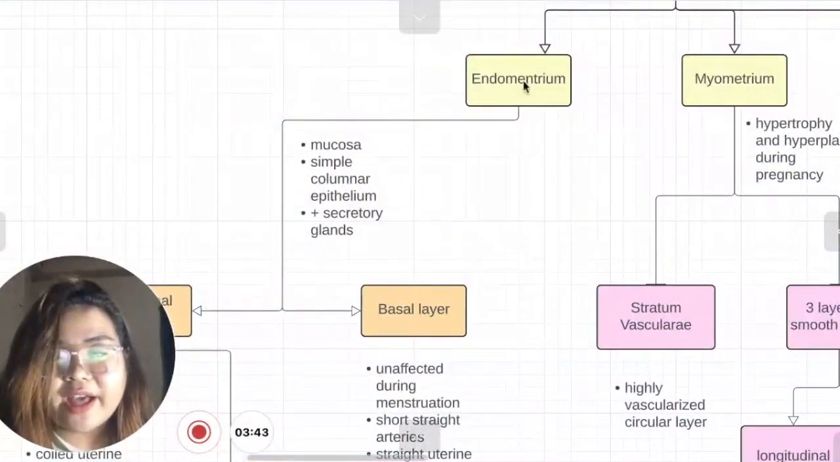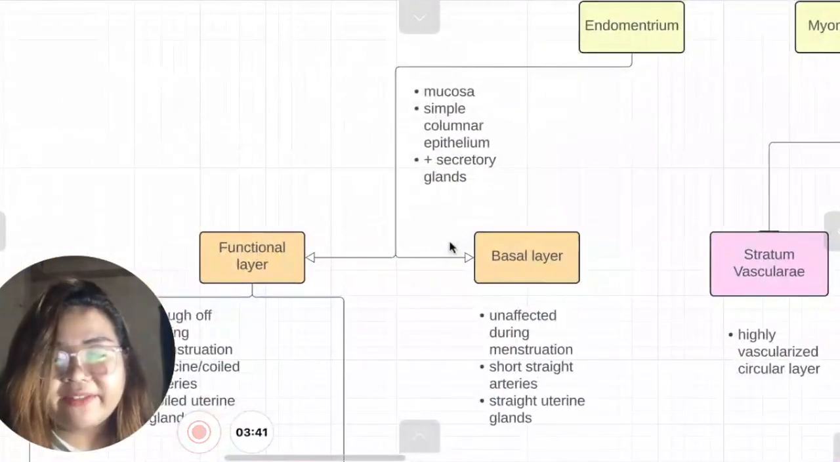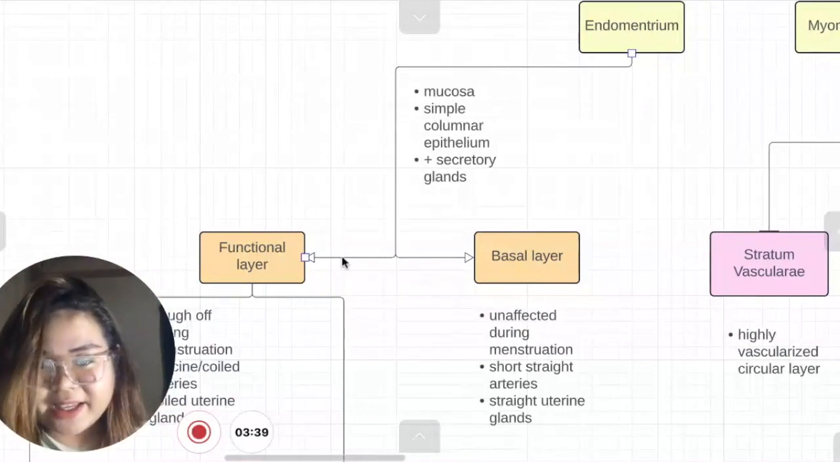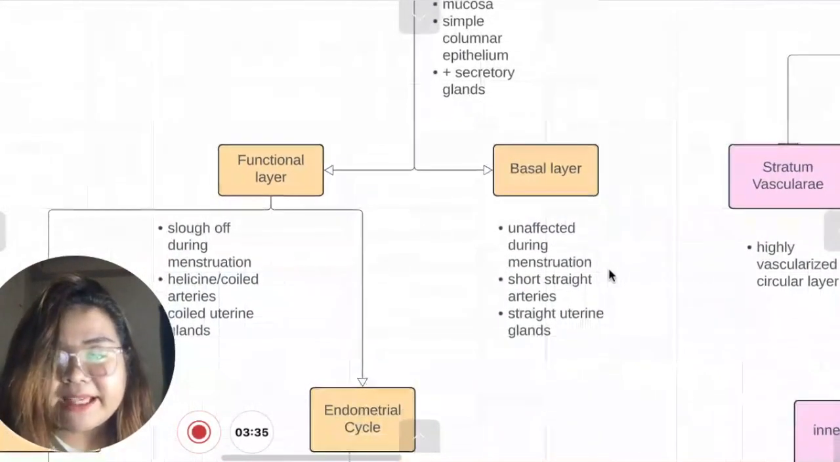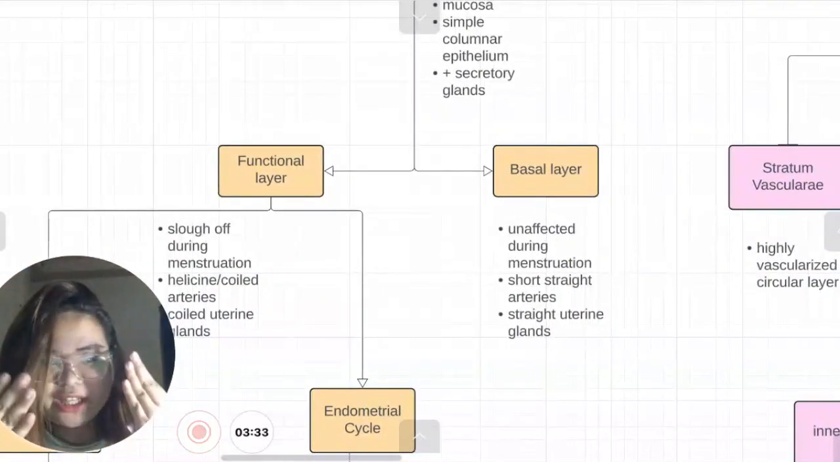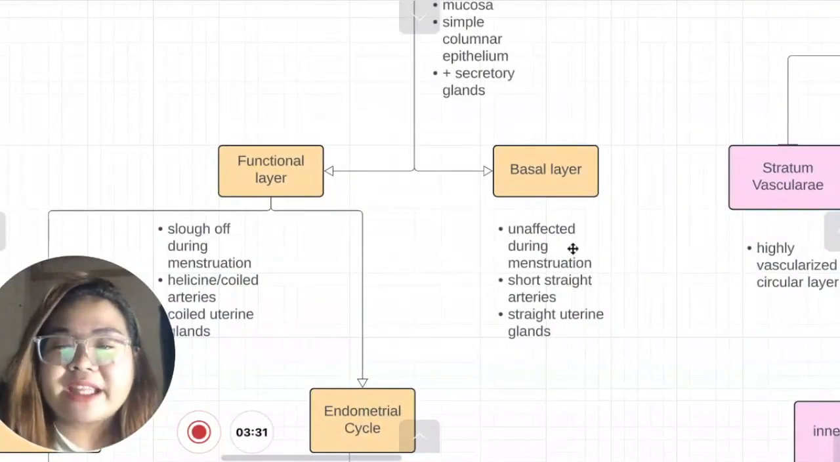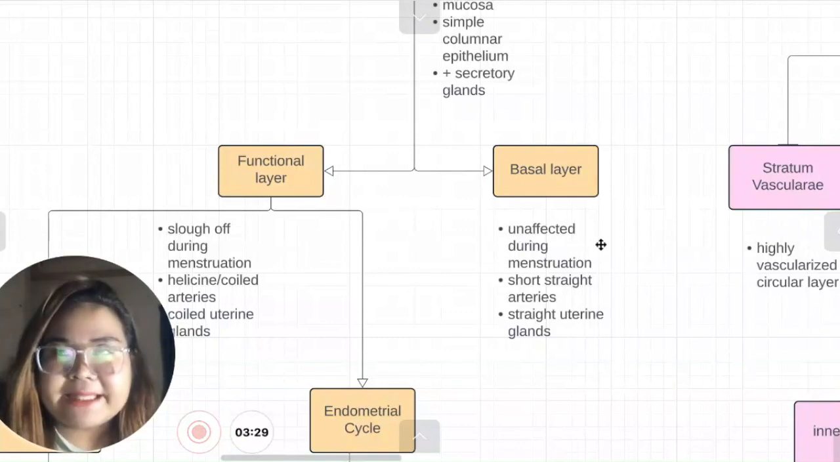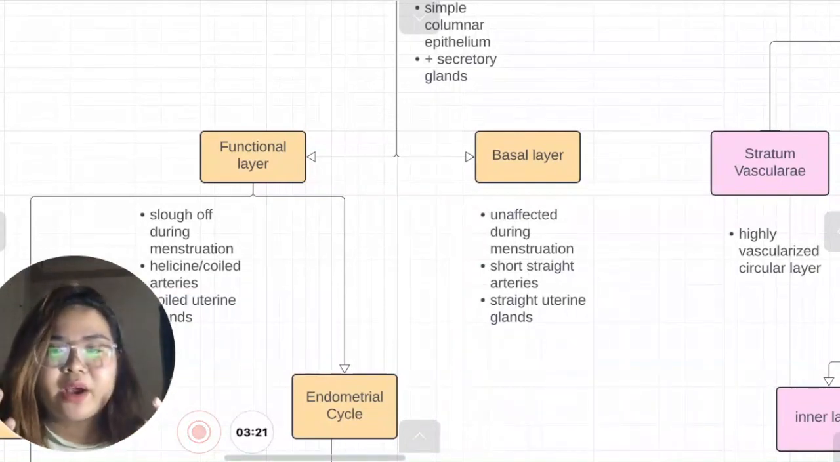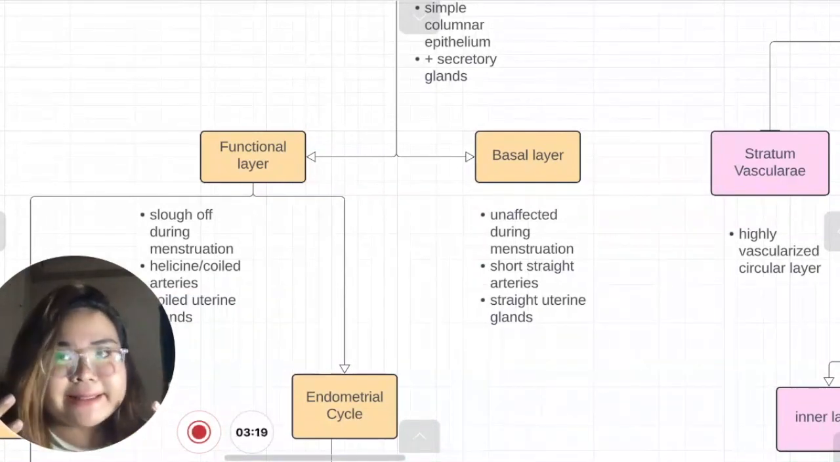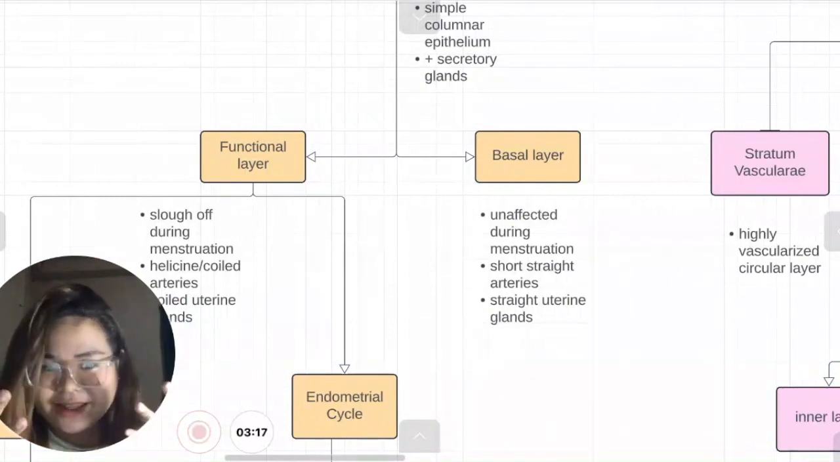Now, for the endometrium, we can divide it into two layers. We have the functional layer and the basal layer. Now, for the basal layer, let's differentiate the two. It's unaffected during menstruation. Basal layer, unaffected during menstruation, has short, straight arteries and straight uterine glands. So we can think of it like, oh, she's so basic because she's straight.